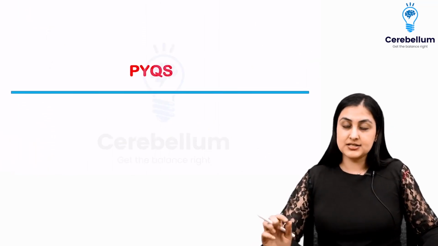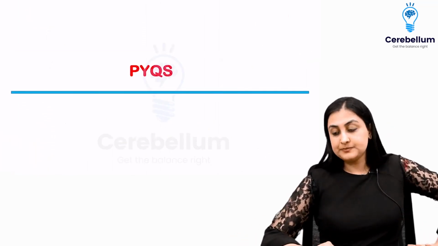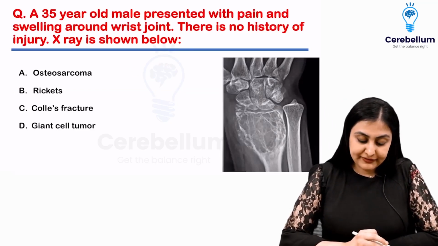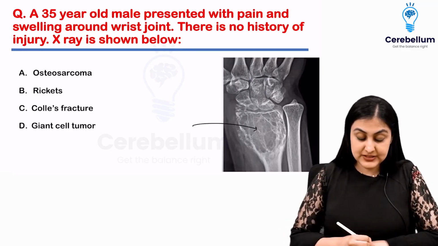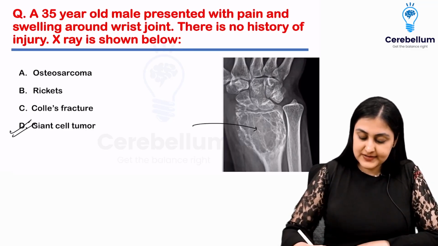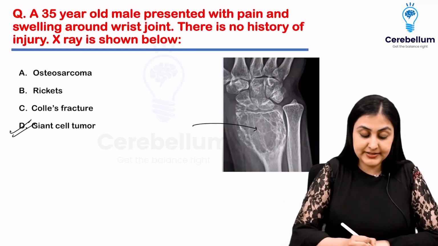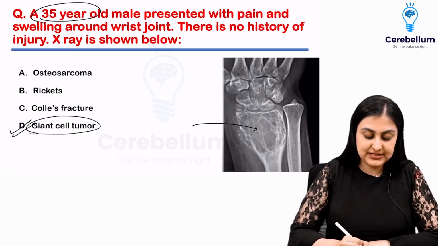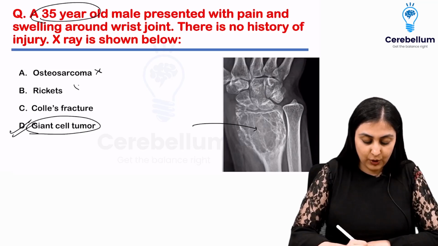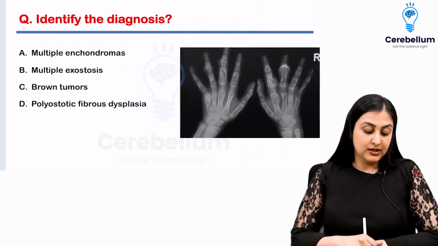Let's quickly discuss the previous year questions. The first question here, a 35-year-old male with pain and swelling around wrist joint. So this is something that we have seen here. So this is giant cell tumor, distal end radius, age is fitting, matrix is fitting. So this is GCT. It's not osteosarcoma or rickets or a fracture.